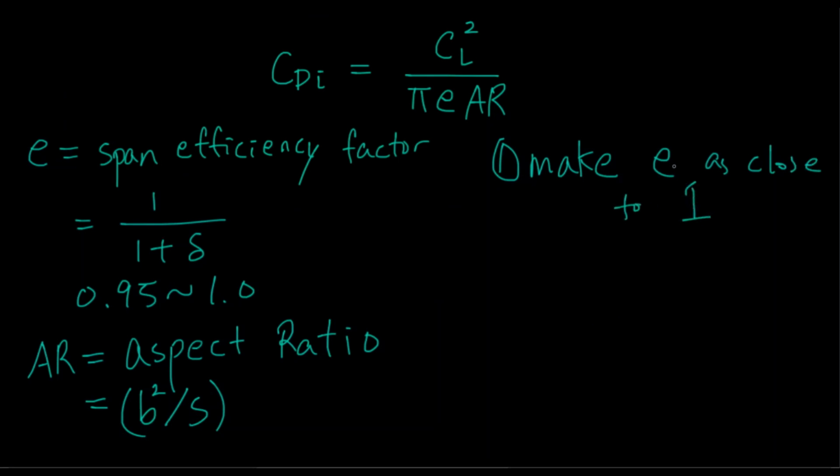Now, usually, well, always, E does not exceed 1. 1 is the maximum. And the worse the wing is, the value of E decreases, but usually it doesn't go down below 0.95. The second way of reducing the induced drag is increasing AR.